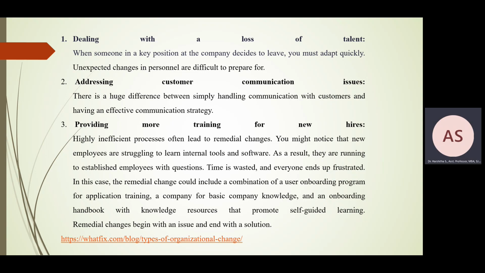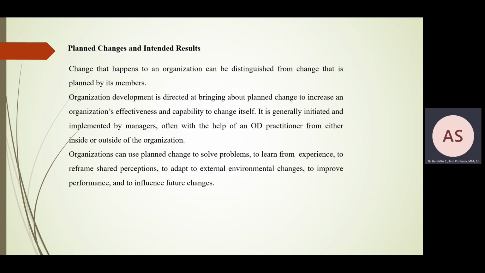So, we learned about four types of organization changes. So, what exactly is planned change and intended result? Change that happens to an organization can be distinguished from change that is planned by its members. You plan for the change in the working timings of the organization. So that is planned change. And when there are changes which occur due to any other circumstances, then it is called unplanned change.